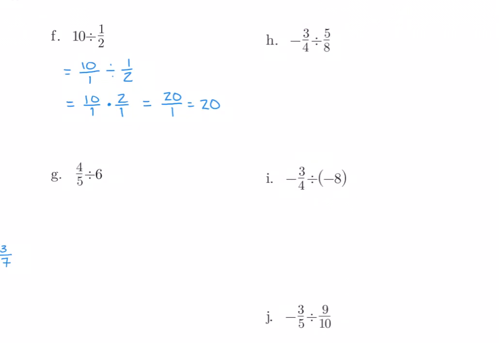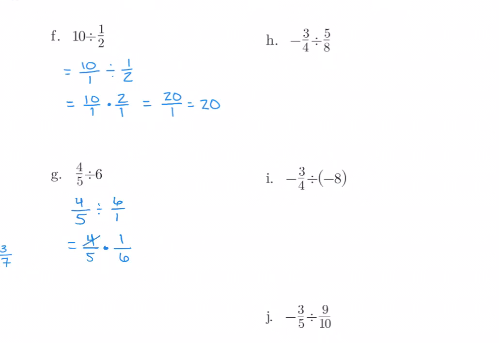All right, let's try another one involving a whole number. So same thing for this one. Again, the first thing that I want to do is rewrite 6 as a fraction. This is 6 over 1. I can copy dot flip. We get 4/5 dot 1 over 6.